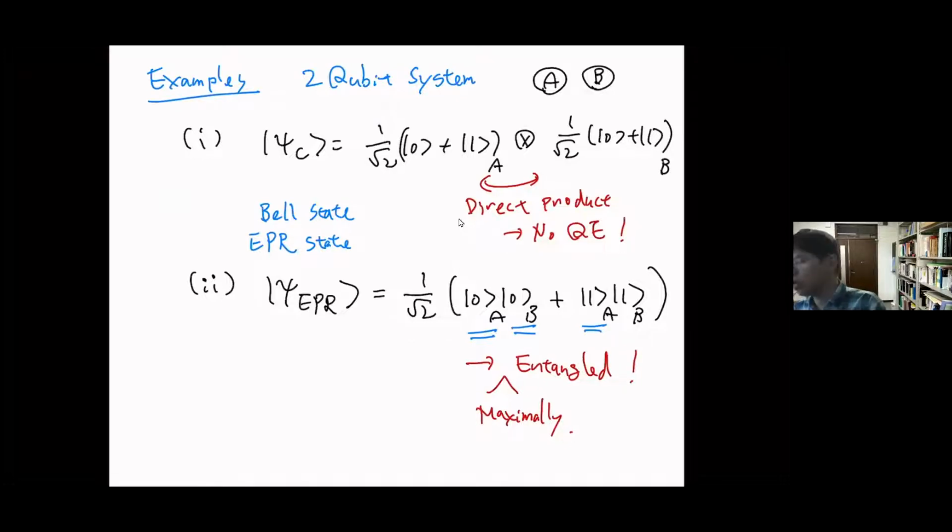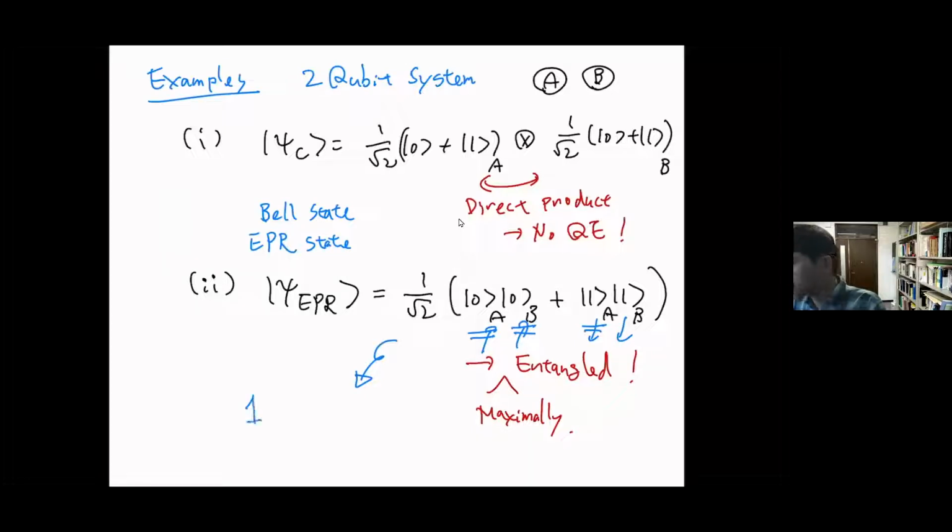These two are correlated. If A is spin down, then B is spin down. There is a very strong correlation between the outcomes of the measurements. So in that case, we say it's a quite entangled state. This is a quite important state, actually the maximally entangled state.